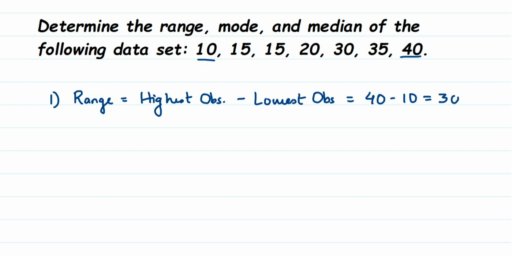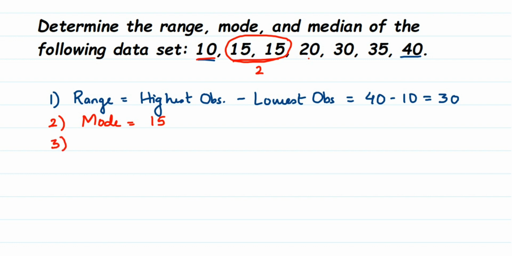That's it. The second one is we have to find the mode. Mode is nothing but the observation which is repeated the greatest number of times. So if you see here, 10 is repeated once, 15 is repeated twice, and the rest of the terms, that is 20, 30, 35 and 40, are repeated only once. So 15 is repeated twice, so 15 will become the mode. We just have to check which observation is repeated the most number of times, that will become the mode.